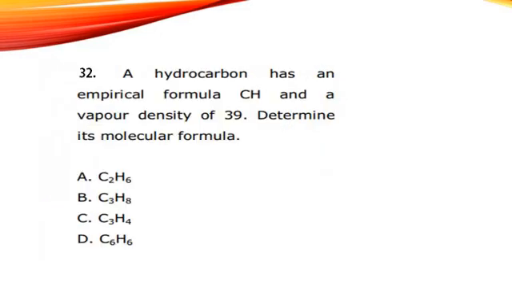Next is question 32, which says a hydrocarbon has an empirical formula CH and a vapor density of 39. Determine its molecular formula. Usually, in the determination of the molecular formula of a compound, you use your empirical formula along with your molecular weight. Here we're not given molecular weight, but we're given vapor density of 39. You can simply then get your molecular weight as Vd, that's your vapor density multiplied by 2. So you say your molecular weight is equal to 39 times 2, which will give you 78.